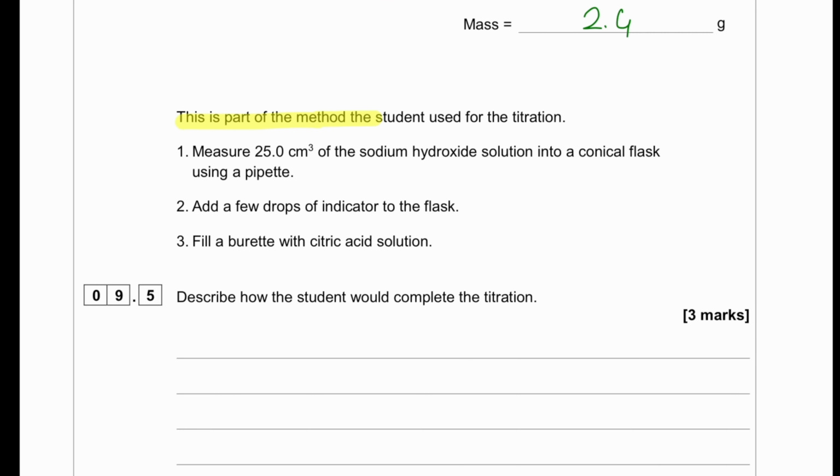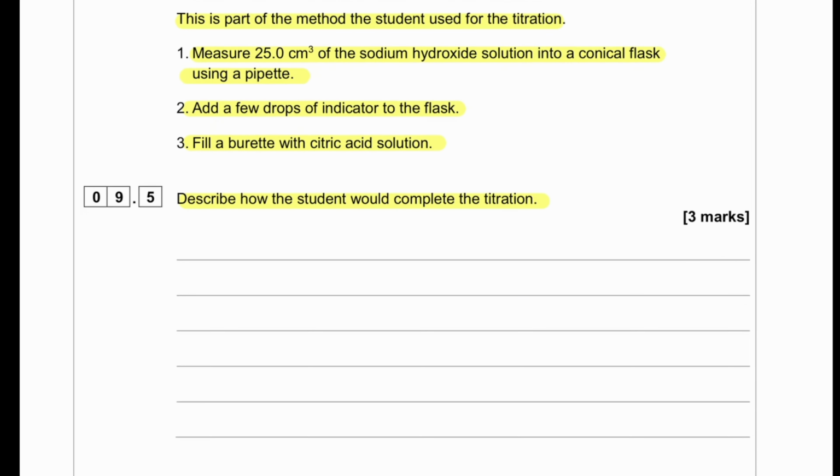This is the part of the method the student used for the titration. Measure 25 cm³ of sodium hydroxide solution into a conical flask using a pipette. Add a few drops of indicator to the flask. Fill a burette with citric acid solution. Describe how the student would complete the titration.